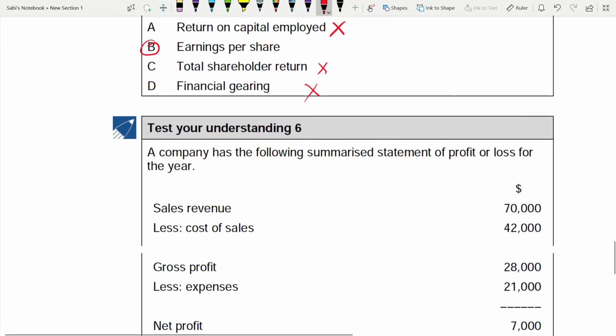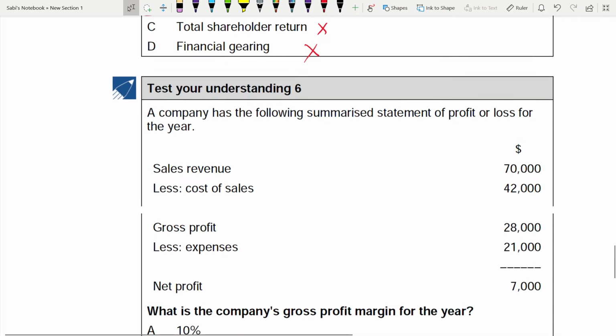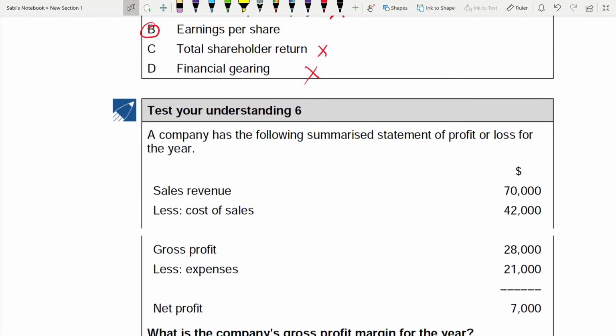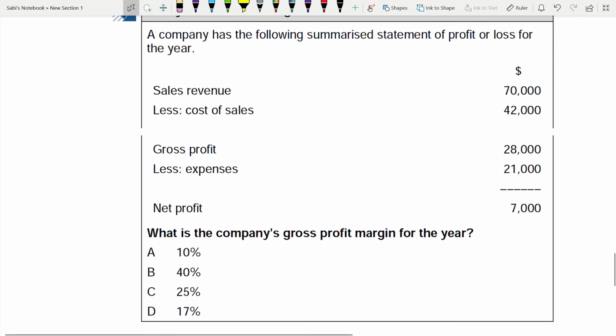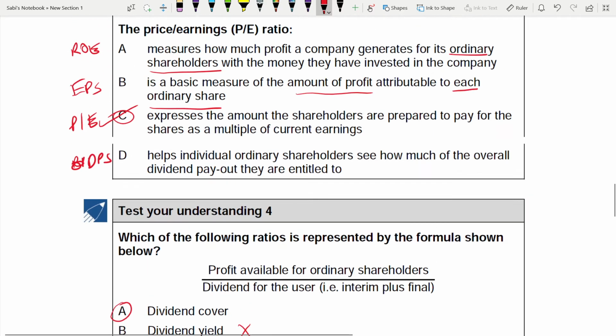Coming to 6. I think this is the last one, and then we'll go to the first one, which we have left. So the company has the following summarized statement of profit or loss. You have been given till net profit. What is the company's gross profit margin? Just take your gross profit 28,000 divided by your sales revenue, which is 70,000. So 28 divided by 70. It is 40%, right?